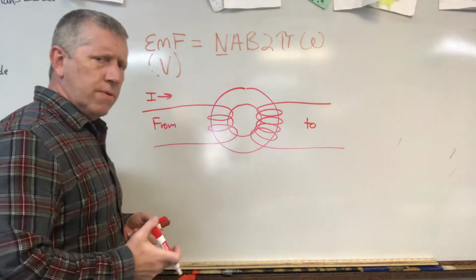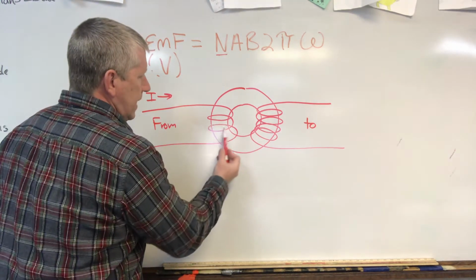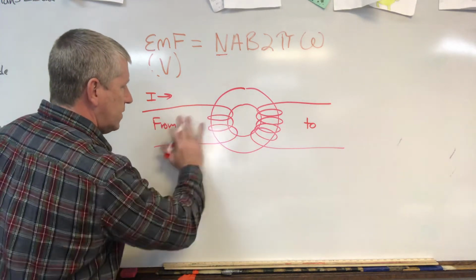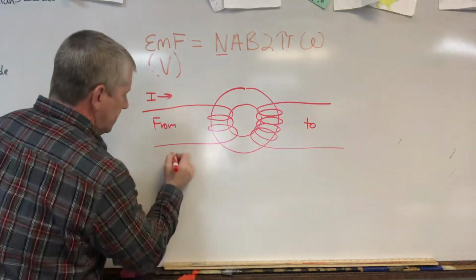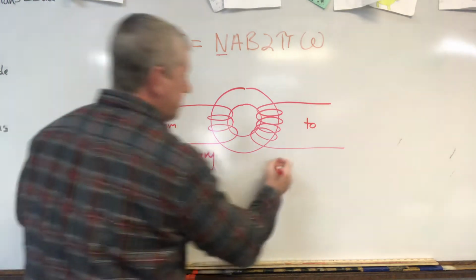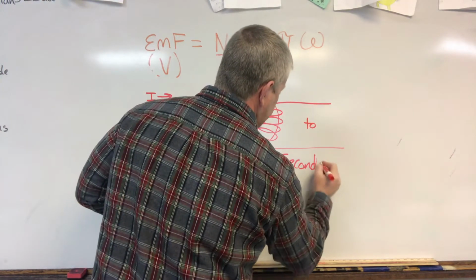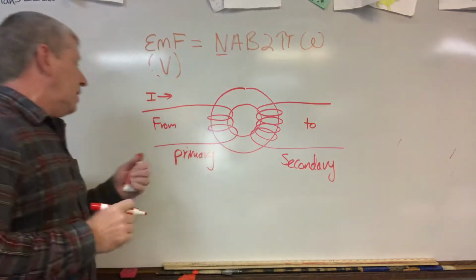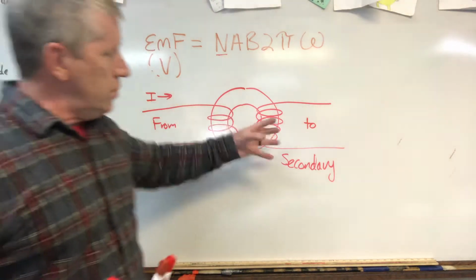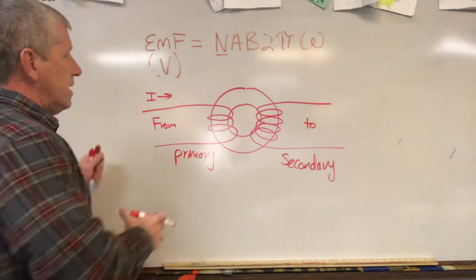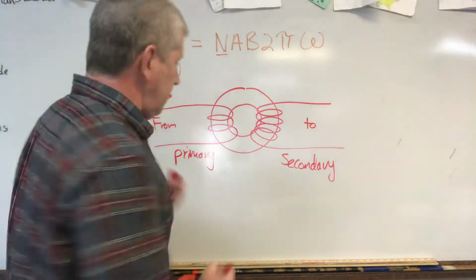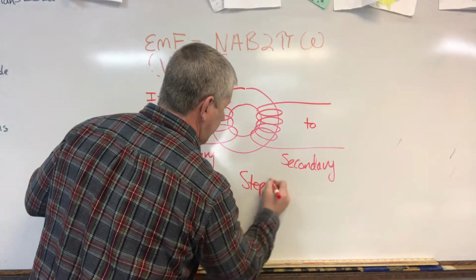Why would that be a step-up transformer? Because look at the number of coils that I have here on the left. If the electricity is coming from here, this is called the primary, the primary coil, and the secondary coil. If the electricity is coming from this coil, it's called the primary coil. Where the electricity is going to go to is called the secondary coil. If the secondary coil has more loops than the primary coil, we have a step-up transformer. Why is it called step-up?